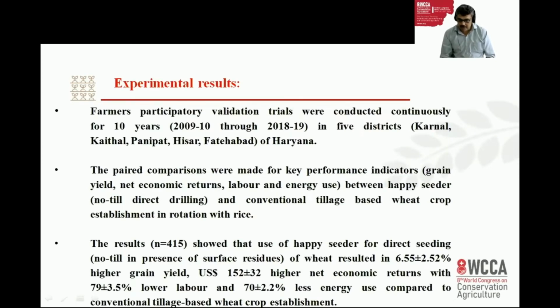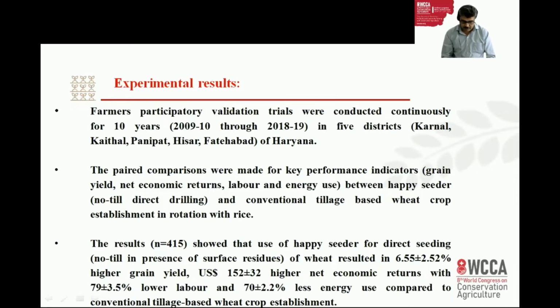So for this technology, we have been conducting experiments for the last 10 years, from 2009-10 to 2018-19, continuously in 5 districts of Haryana, mainly Karnal, Kaithal, Panipat, Hisar, and Fatehabad. Paired comparisons were made for key performance indicators: grain yield, net economic returns, labor, and energy use, between Happy Seeder, no-till direct drilling, and conventional tillage-based wheat crop establishment in rotation with wheat.